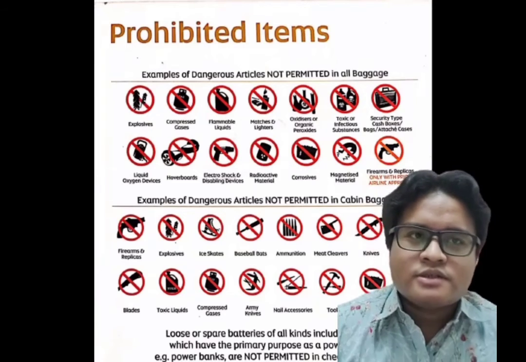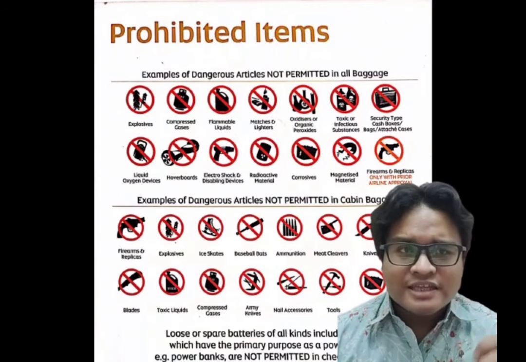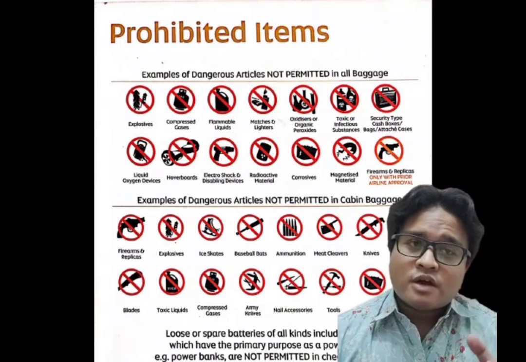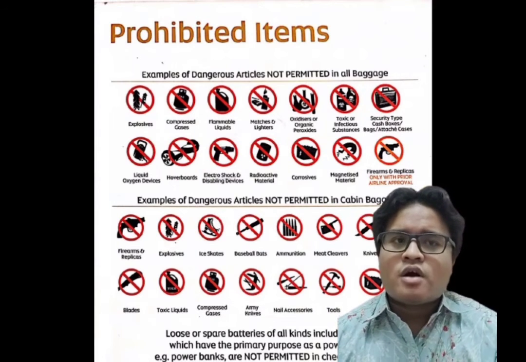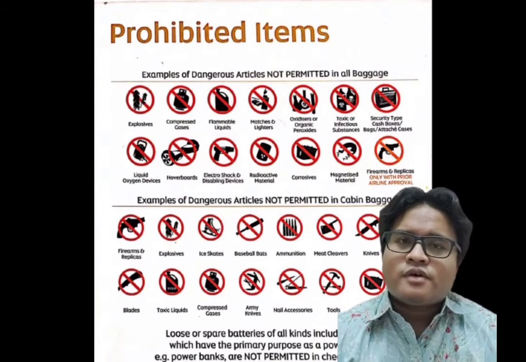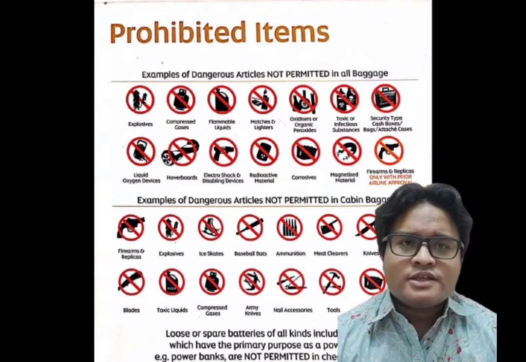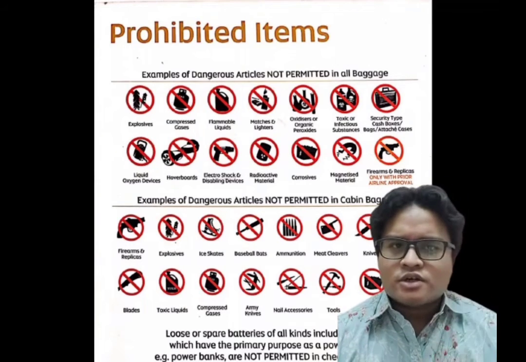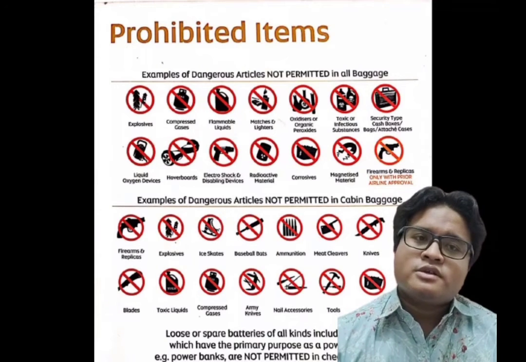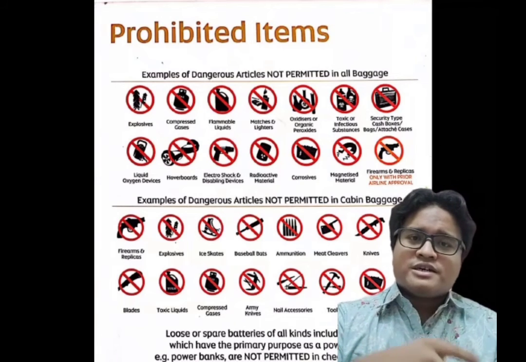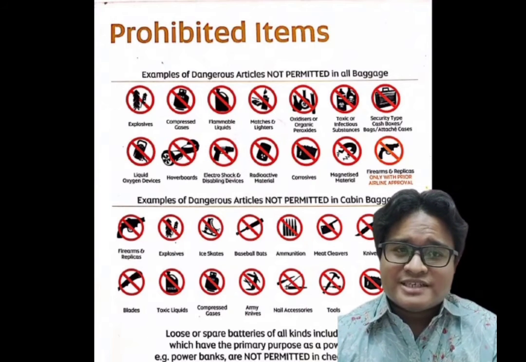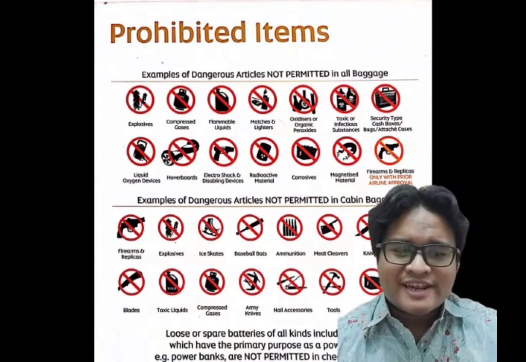The first point is no prohibited items in checked luggage. It means that some objects are not allowed on planes at all times. Examples of objects not allowed are gas, poison, liquid, and deadly weapons, as they are too dangerous to other passengers. So those are the objects not allowed on planes.